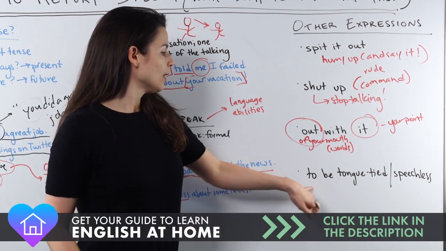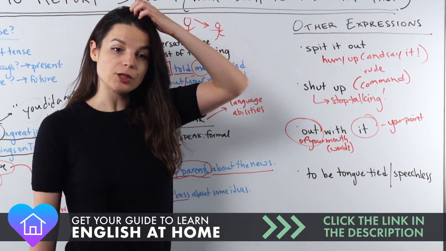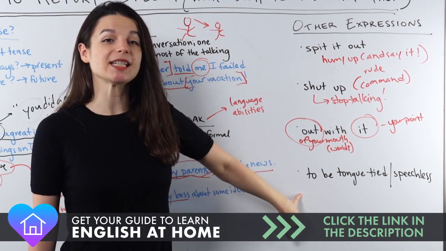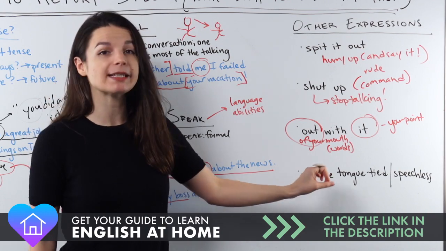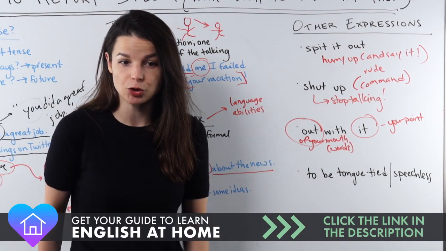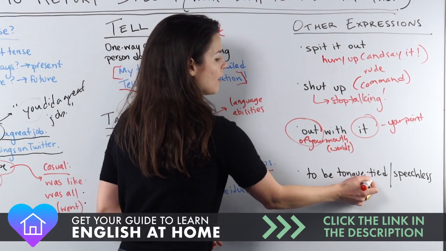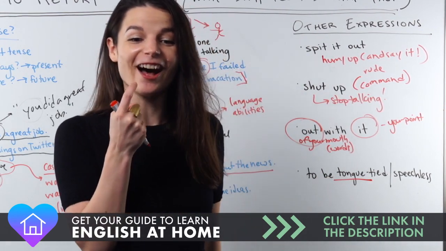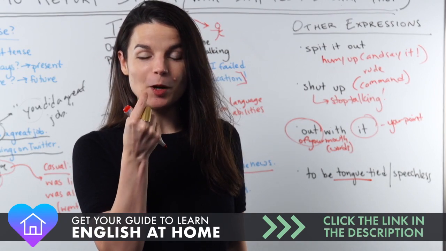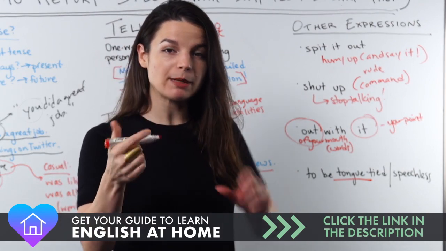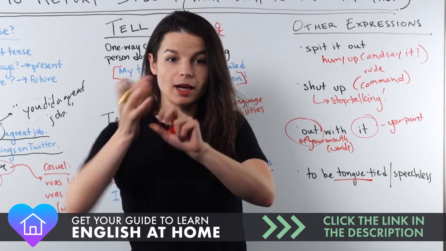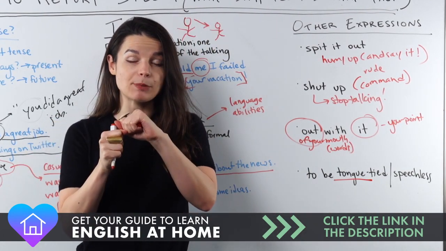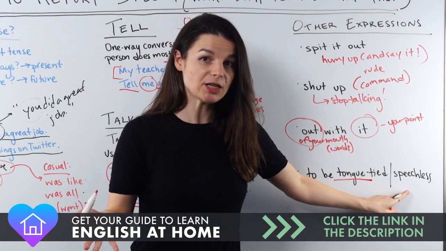Last one then. The last expression here is two expressions, actually, a 2-for-1. It is to be tongue-tied or to be speechless. So tongue is, I won't touch it because safety. Tongue is this part, the muscle inside your mouth. Tied means like to be in a knot, like a piece of rope. So to be tongue-tied means you can't speak, or you are speechless.